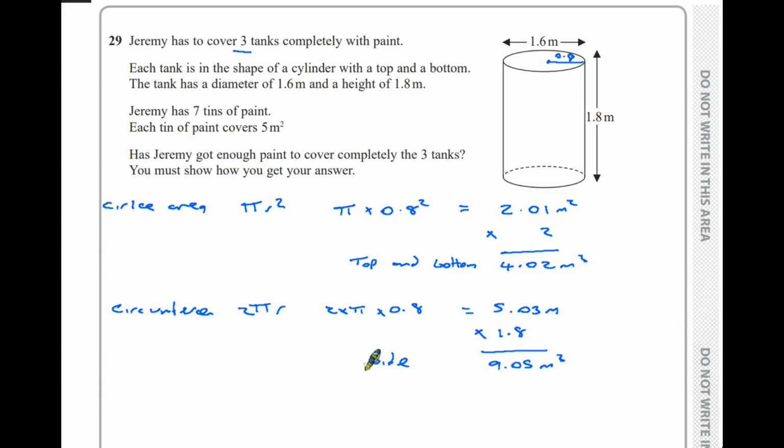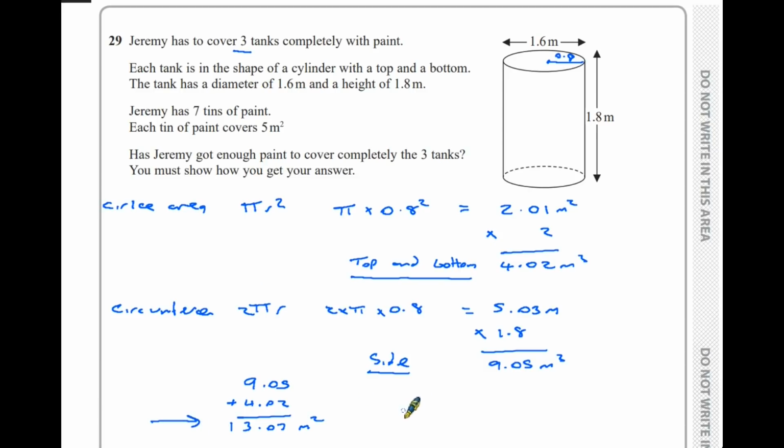To work out the total area, we're going to add the side area to the top and bottom. So we have 9.05 plus 4.02. That gives us 13.07 meters squared. That is the surface area of one cylinder.